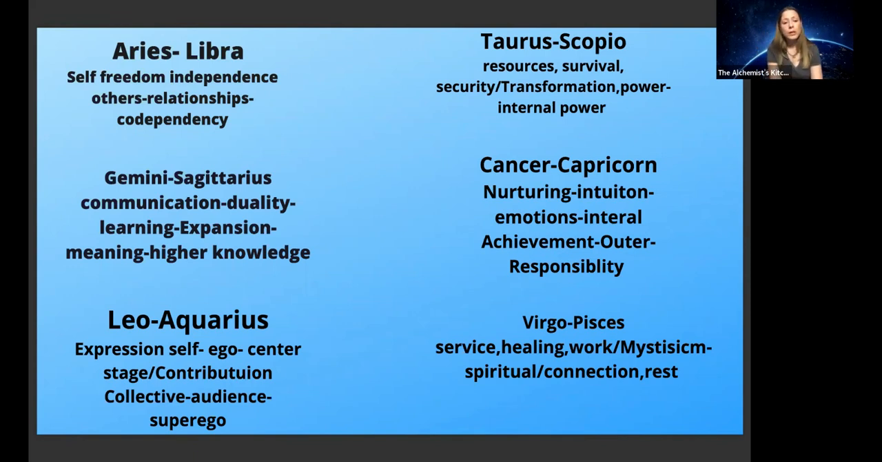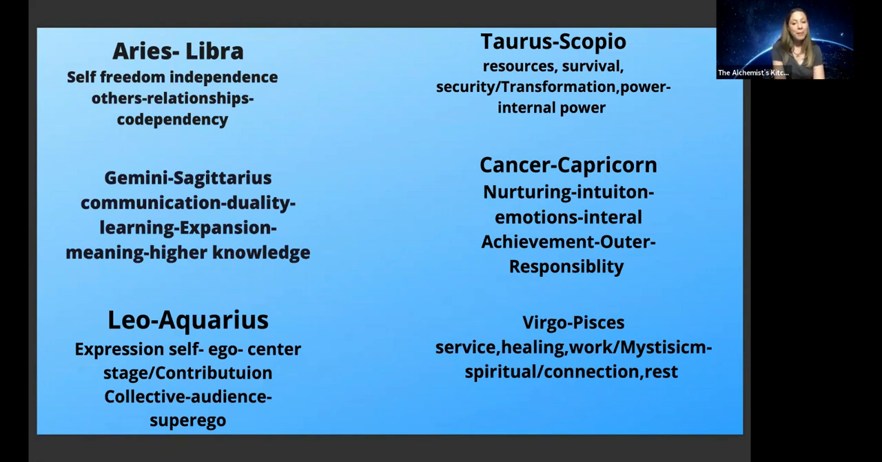The Leo Aquarius axis. So Leo is more about creative self-expression. It's about the ego, developing the self-esteem, being seen, being the center stage. Aquarius is more about being detached. It's more about the collective. It's being the audience. It's the super ego.